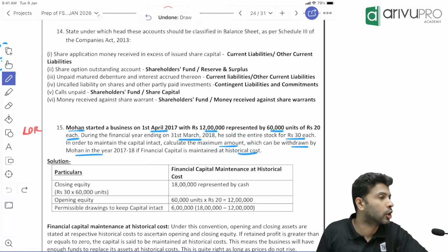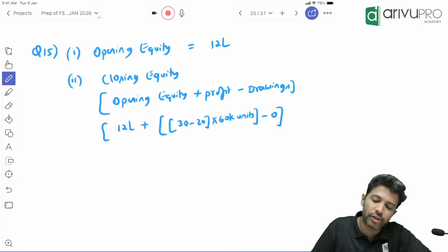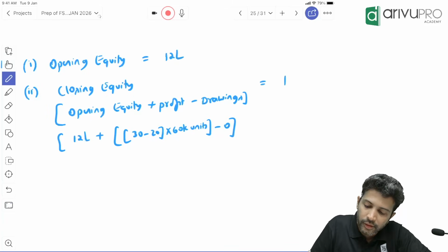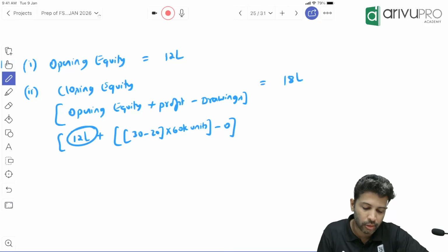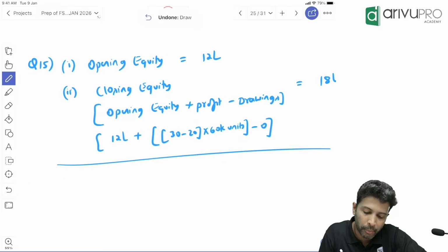We have to calculate the drawings amount. So far, how much is the drawings? Nothing. That means what is your closing equity? 18 lakh. Yes, no, Ji? 12 lakh plus this 6 lakh, which is 18 lakh. Any problem?